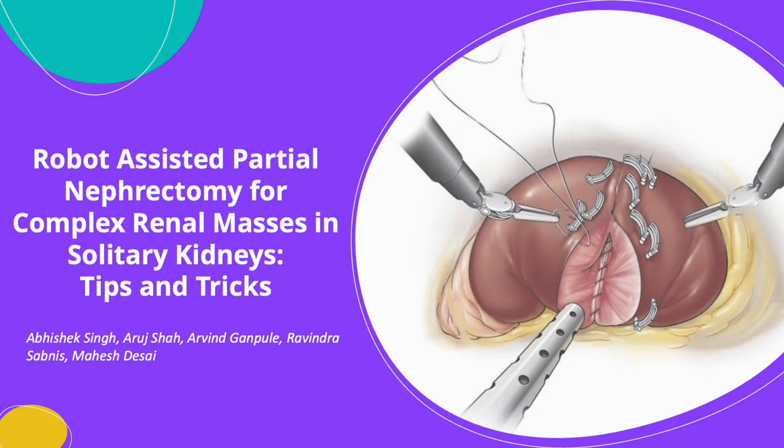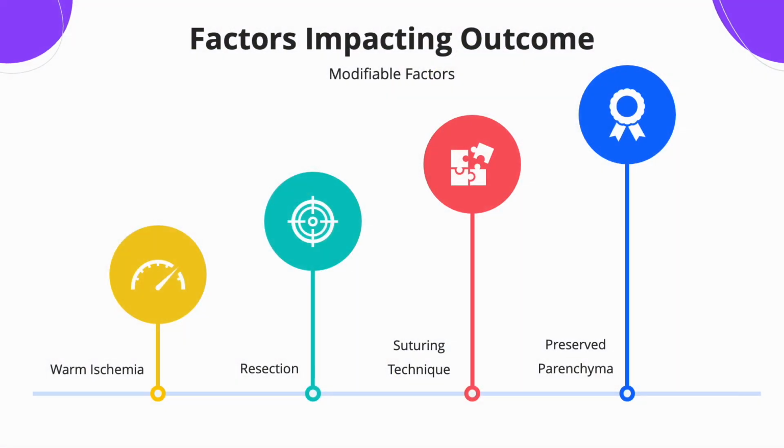Greetings. Today we present a few techniques to aid with robot-assisted partial nephrectomies for complex renal masses in solitary kidneys. Among the various factors which determine the outcome of the surgery, only a few of them are modifiable.